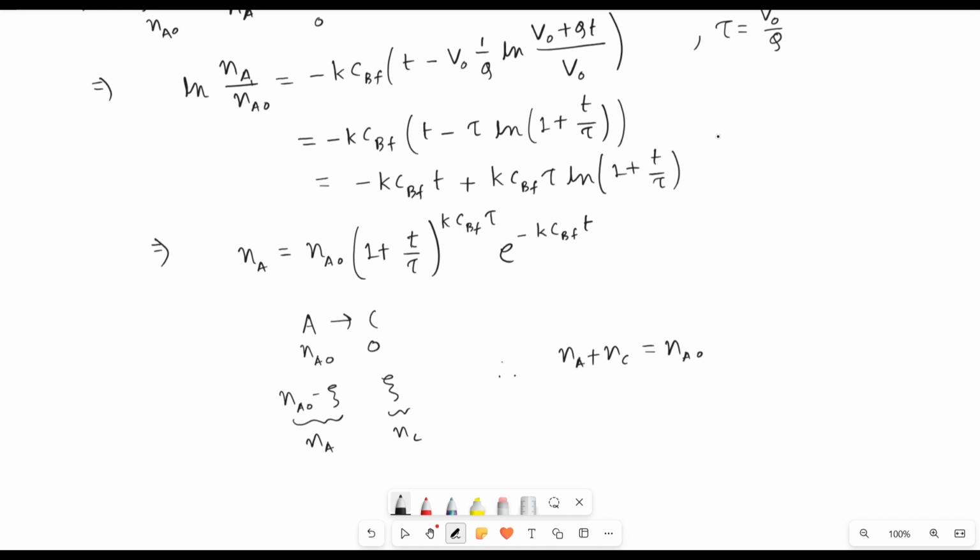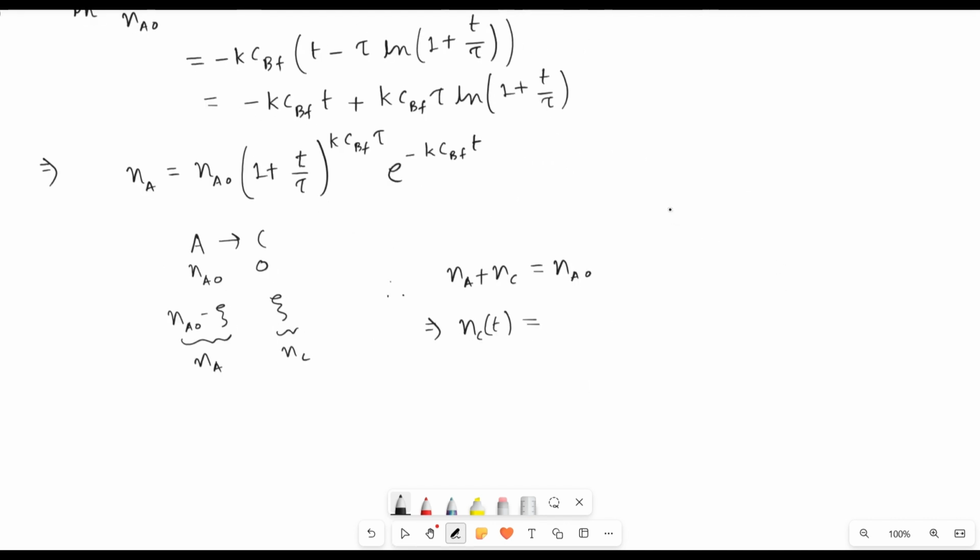So NC as a function of time is equal to NA naught minus NA as a function of time, where NA is given by this. NA naught will be taken common.